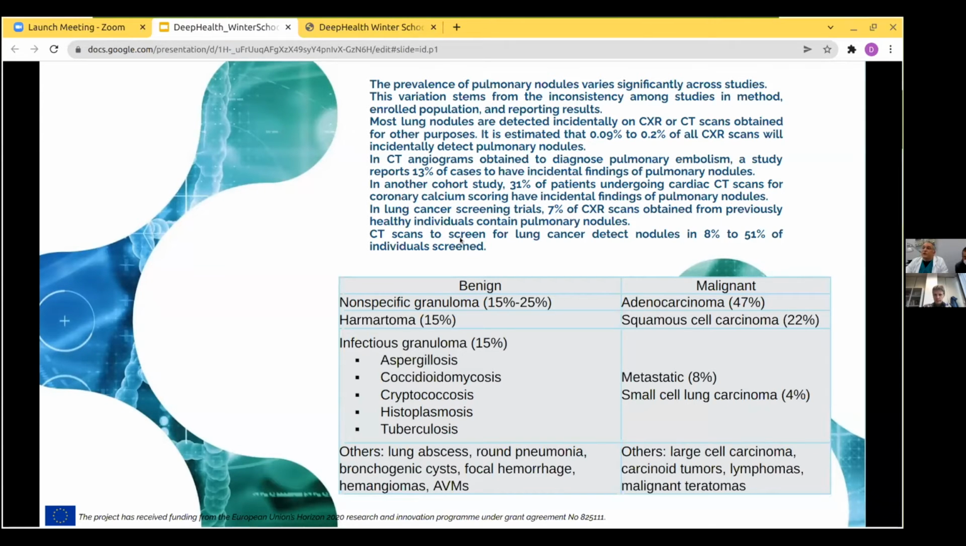In CT angiograms obtained to diagnose pulmonary embolism, which is a pathology important for the emergency department any day of our life, a study reports 13% of cases to have incidental findings of pulmonary nodules.